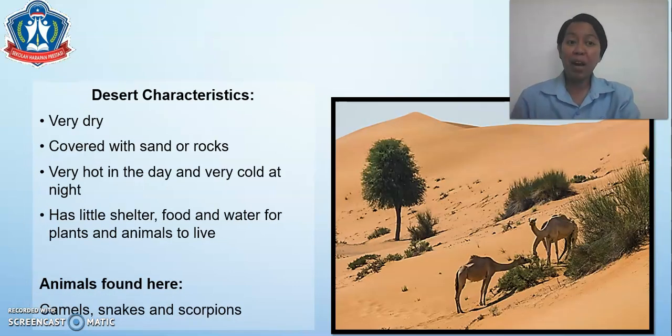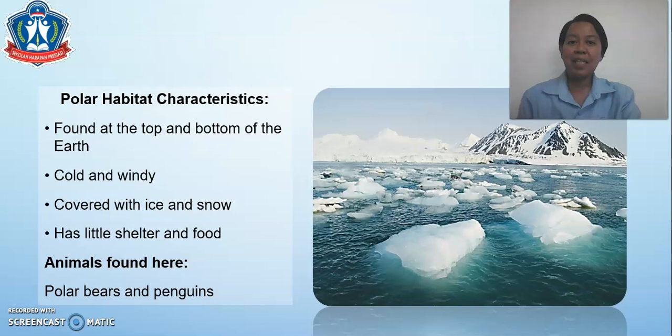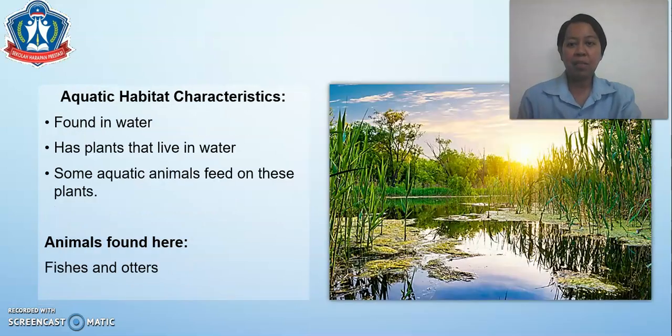Desert. It's very dry, covered with sand or rocks, very hot in the day and very cold at night. Has little shelter, food, and water for plants and animals to live. Animals found here are camels, snakes, and scorpions. Polar habitat, found at the top and bottom of the earth. It's cold and windy, covered with ice and snow, has little shelter and food. Animals found here are polar bears and penguins.